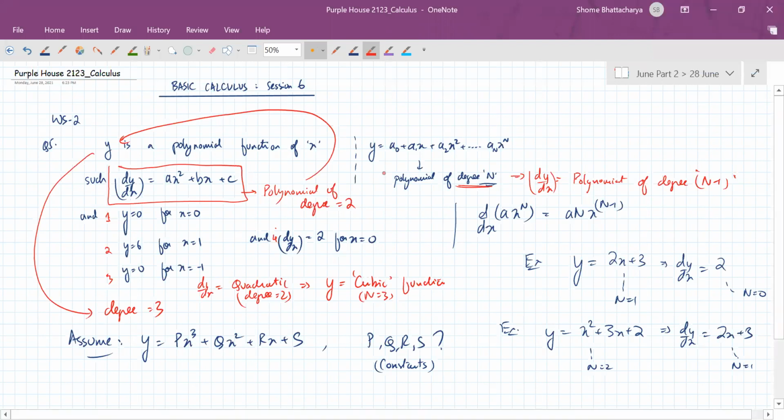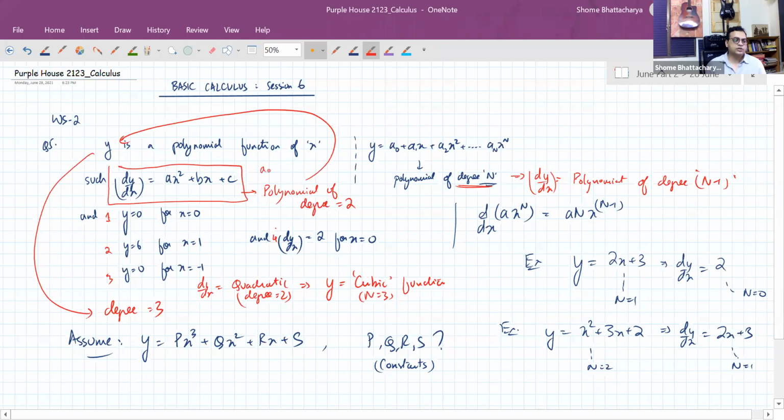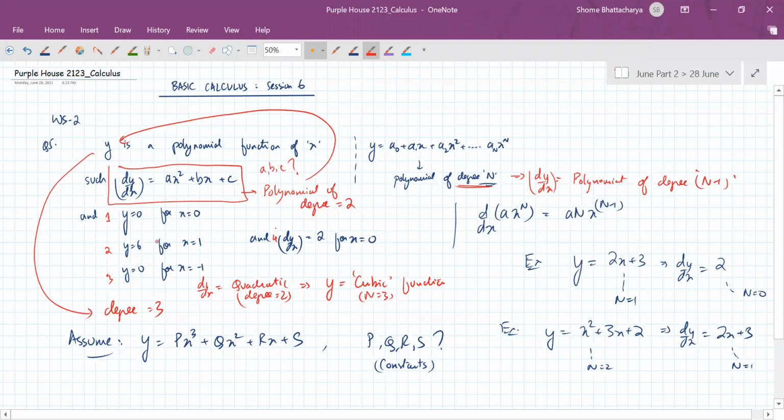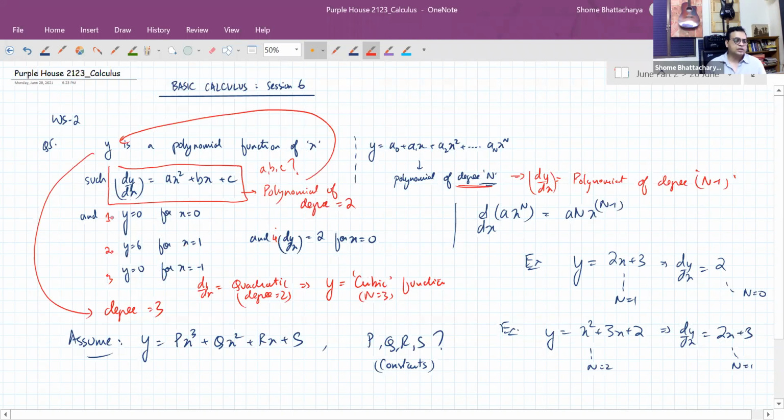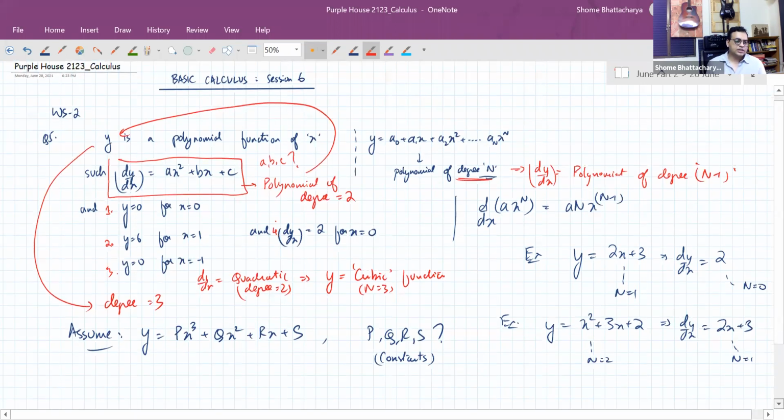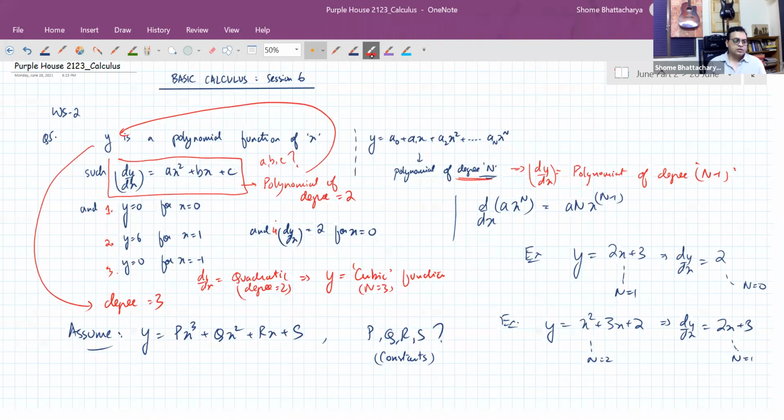Moreover, in this a, b, c are unknown quantities, no? We don't know their values. We have to calculate them. So that means we have to somehow fit this information that is given, that y is 0 for x equal to 0, then the second information given is that y is 6 for x equal to 1. All this has to be fit into some relation between y and x, so that we can then find the unknown quantities. You understanding the point?